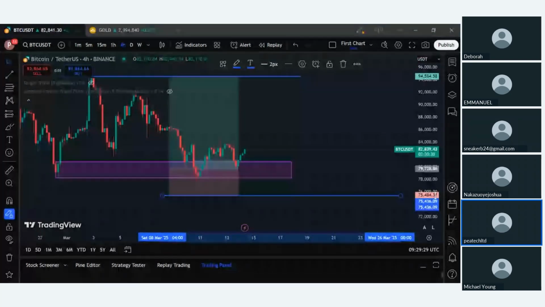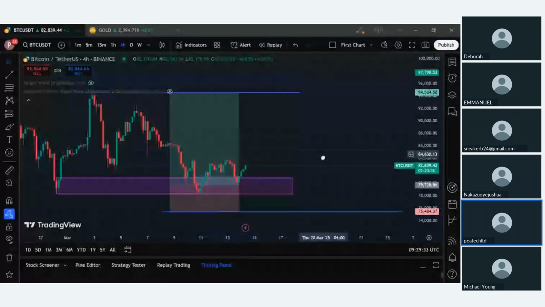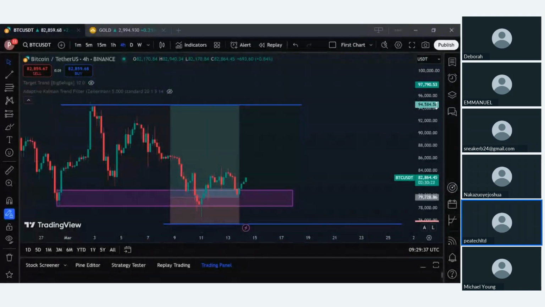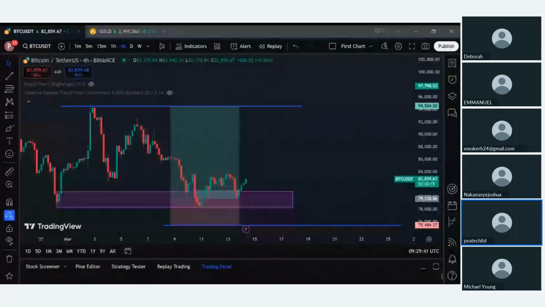So the number at that bottom is 75484.3. This is your stop loss. And your take profit is this number here, 94584.58, right? Then from what you were trying to put here for debit, I can see that your stop loss is 79728.8. That trade is not going to execute because that stop loss, 79728, is very close to the entry point.